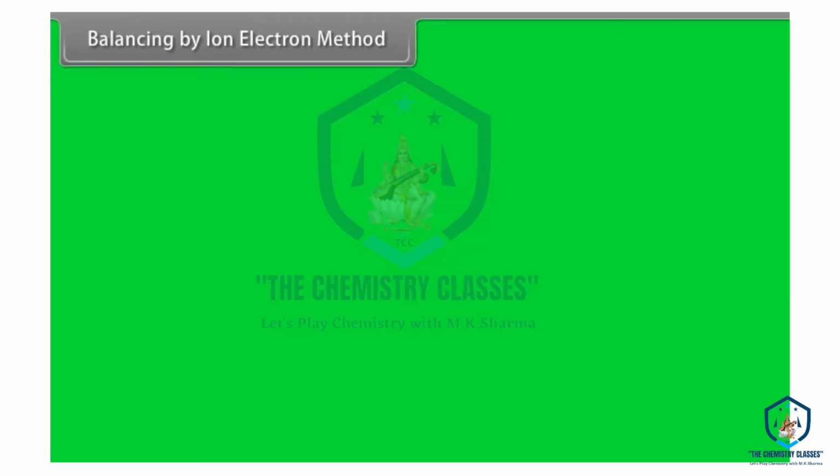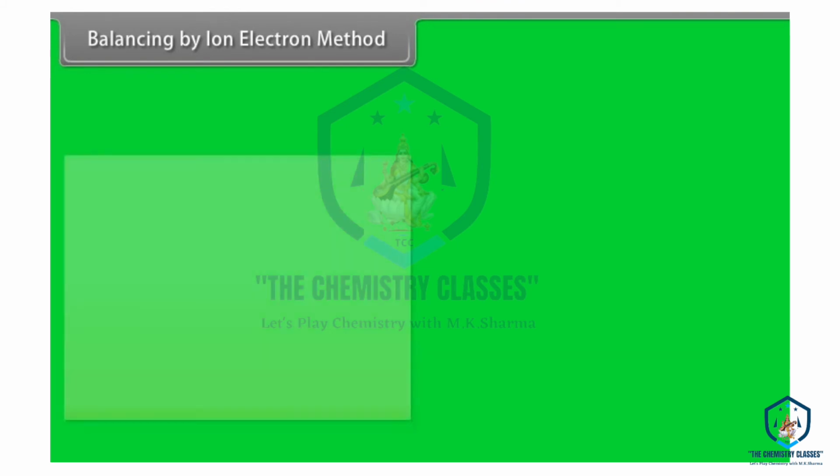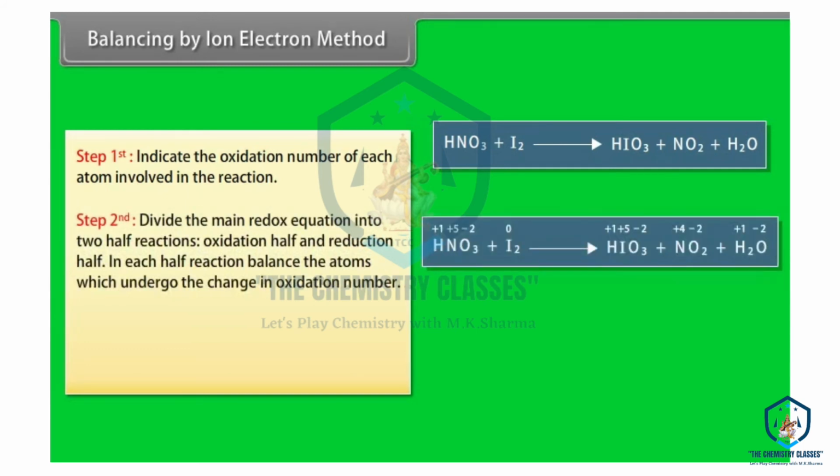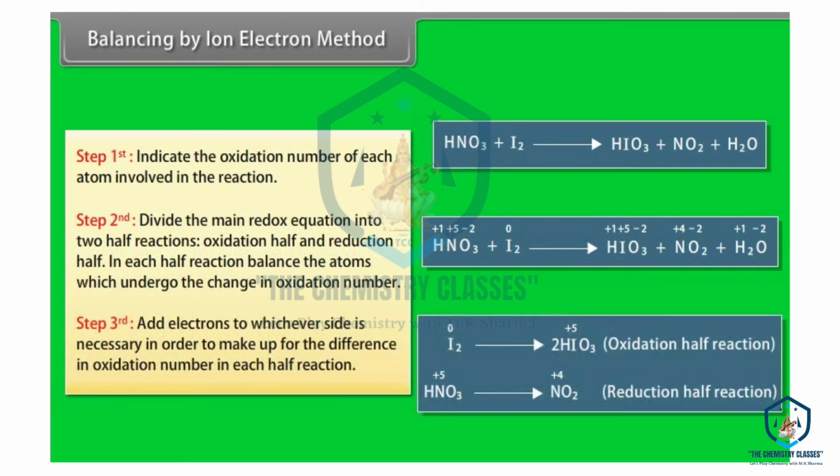Balancing by the ion electron method. Step first. Indicate the oxidation number of each atom involved in the reaction. Step second. Divide the main redox equation into two half reactions, oxidation half and reduction half. In each half reaction, balance the atoms which undergo the change in oxidation number. Step third. Add electrons to whichever side is necessary in order to make up for the difference in oxidation number in each half reaction.